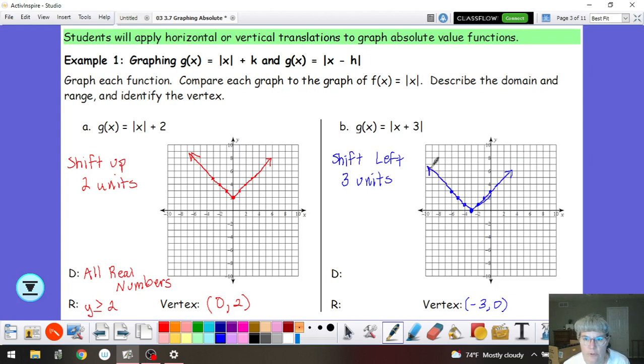And this is our graph. Again, the domain is all real numbers. It continues to the left and to the right. And its range, remember range is y values, so our lowest y value is 0, and everything above, so y is greater than or equal to 0.